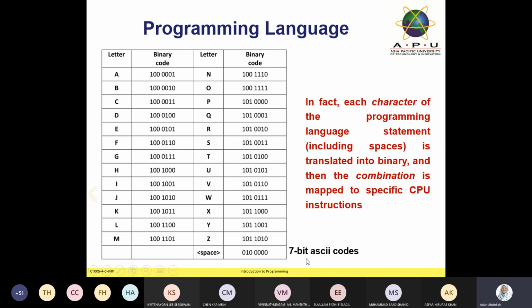So this is a 7-bit ASCII code. In fact, each character of the programming language statement, including spaces, is translated into binary, and then the combination is mapped to a specific CPU instruction. Just imagine how long your name will be.